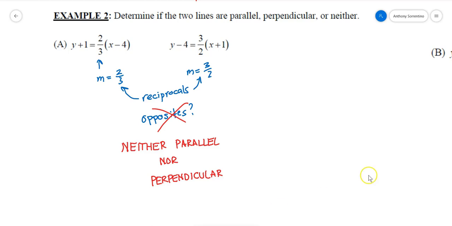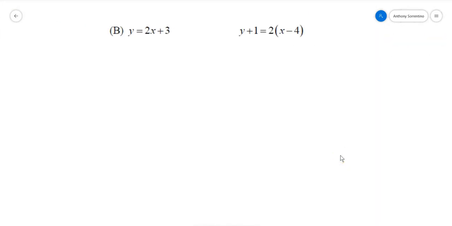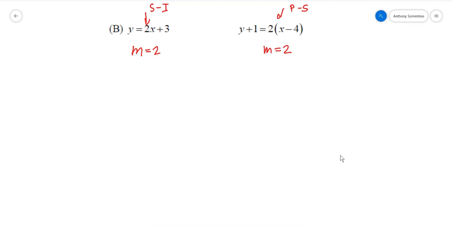The next example, again, is a little on the easier side because the first one's in slope-intercept form, and this one's in point slope. I'm just going to say PS. So they're both in forms where we can figure out what the slope is pretty easily. This one has a slope equal to 2. This one has a slope equal to 2.